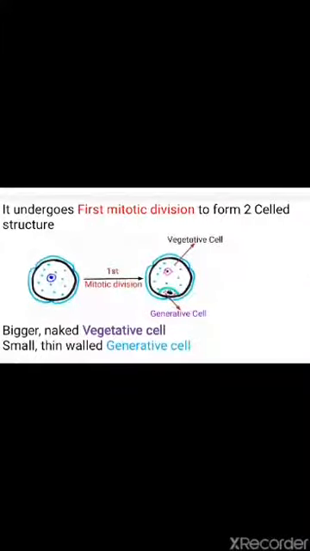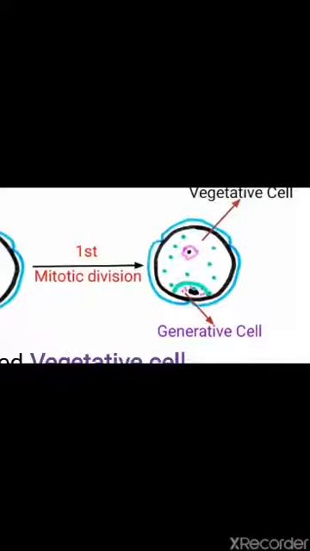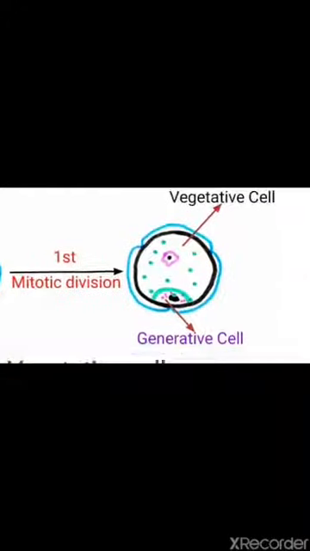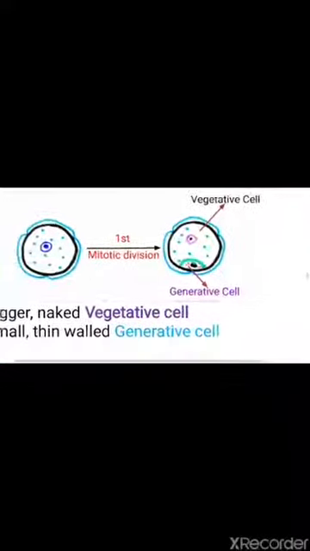First of all, the pollen grain undergoes the first mitotic division, and it forms a two-celled structure. So this is the pollen grain, which undergoes the first mitotic division, and the cell of the pollen grain divides into two cells. One cell is called the vegetative cell, and the other cell is called the generative cell.